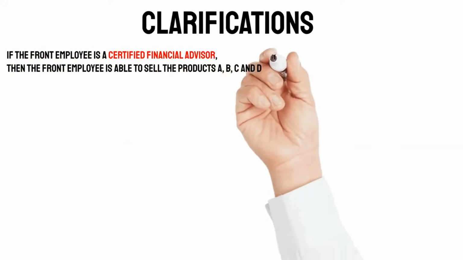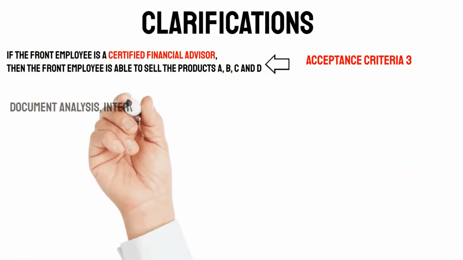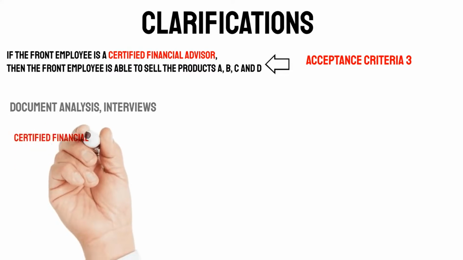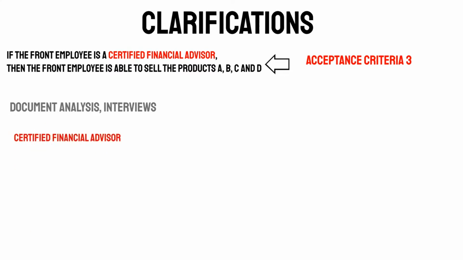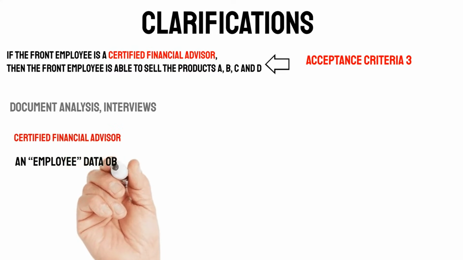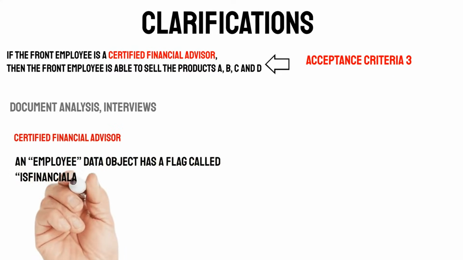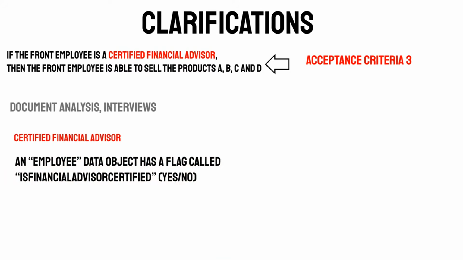And now, for example, the third acceptance criteria, the question could be, what is a certified financial advisor on a data perspective? And the answer could be, an employee data object has a flag or an attribute called, is financial advisor certified, yes or no? Alright, so after clarifying all these terms, now we have a good understanding what is the real requirement and how really it should look in the end.